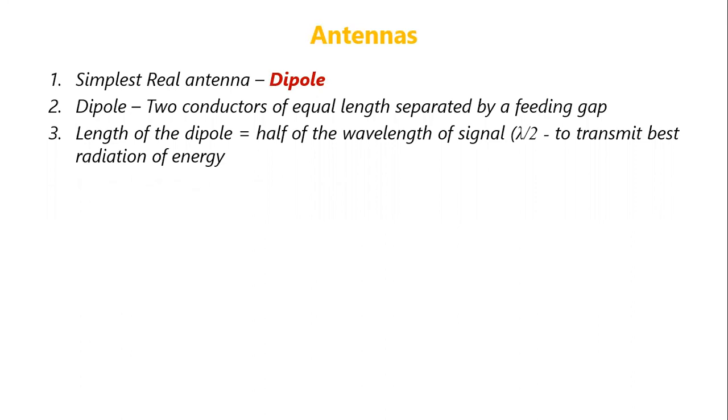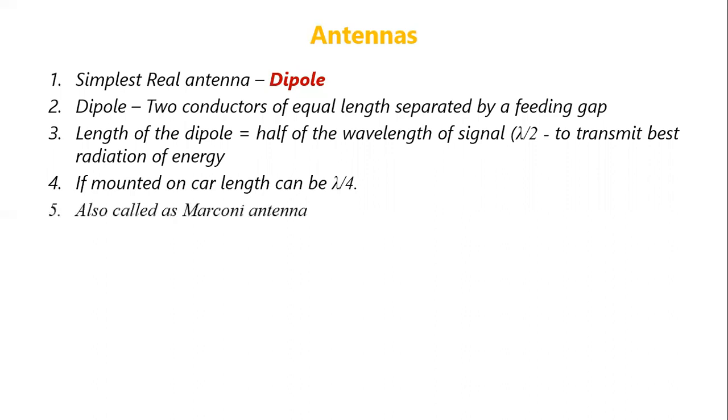If this antenna is mounted on a car, then its length can be lambda by 4. Generally, its length should be lambda by 2, that is half of the wavelength. But if you are mounting this antenna on a car, then its length can be lambda by 4. Dipole antenna is also called Marconi antenna.